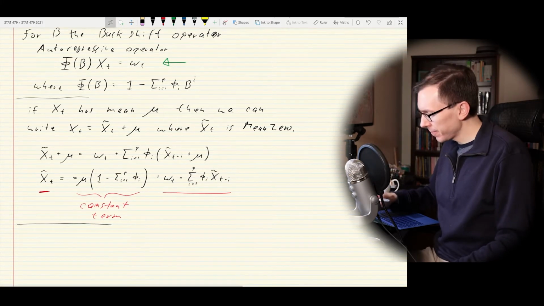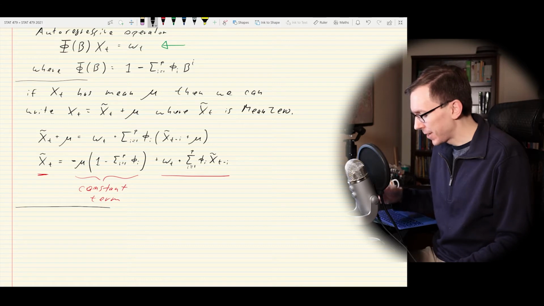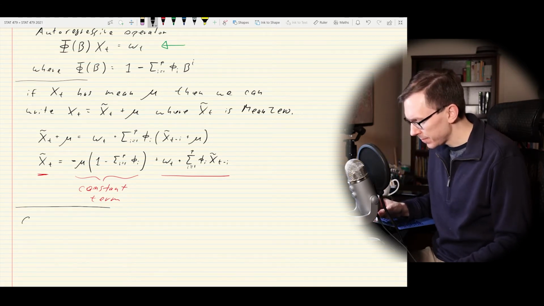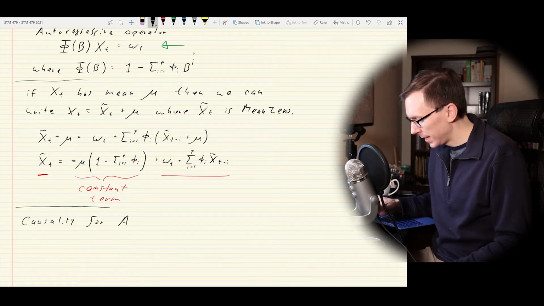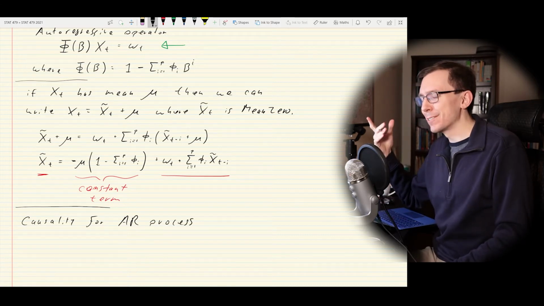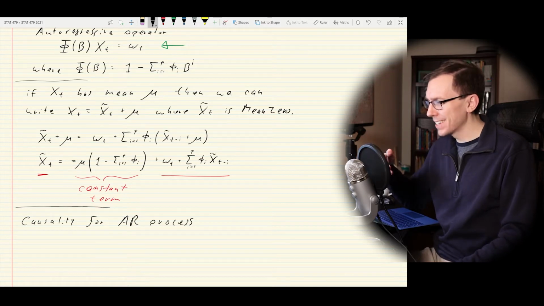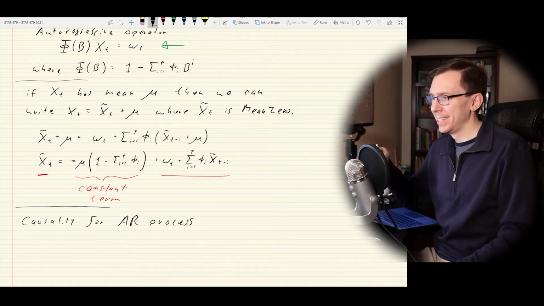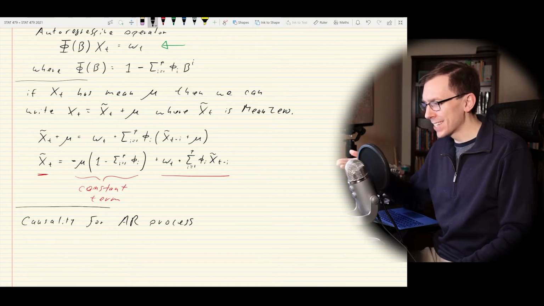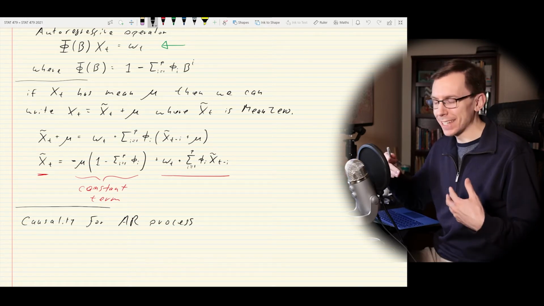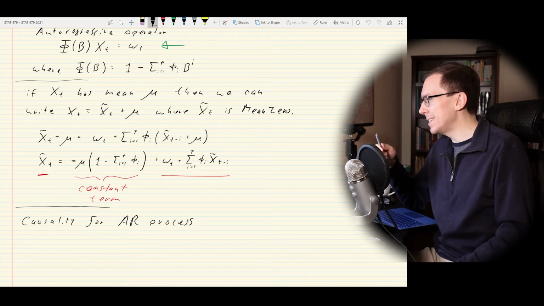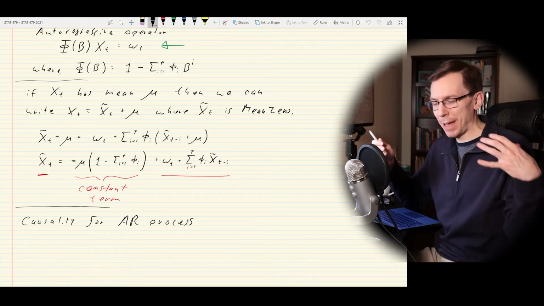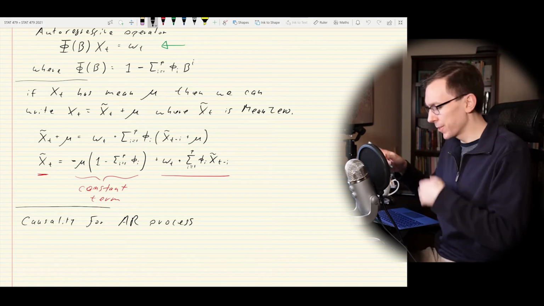So the next thing I want to talk about is the idea of causality. We'll say causality for an AR process. So we have some intuitive idea, right, of what causality is. Causality says that the past is going to have some influence on the future, whereas the future is not predicting or influencing the past or the present. So we have this idea of an arrow of time, and causality says that the past influences the present and the future and so on.